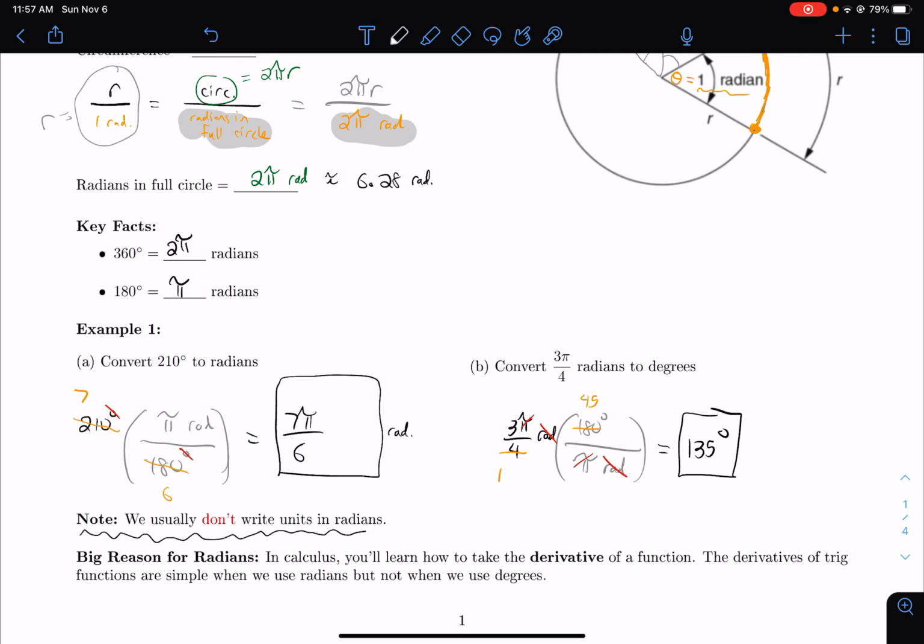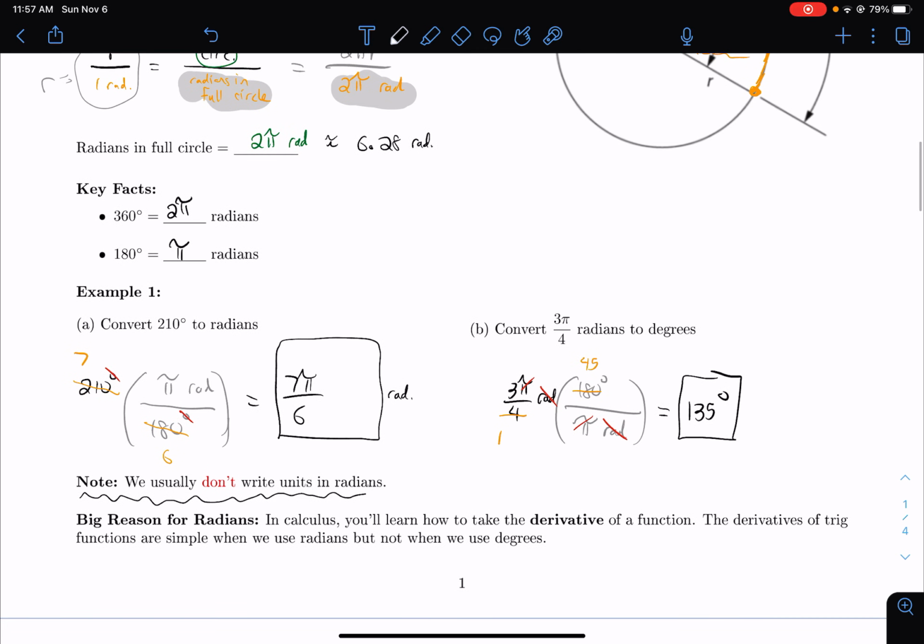Okay, awesome. All right, so the big reason for radians has to do with calculus. In calculus, you learn how to take what's called the derivative of a function. That's one of the big things in calculus. The derivatives of trig functions are really simple when you use radians, but if you use degrees, the derivative formulas are a lot more complicated. Okay, that's something that you'll likely see in your next math course.